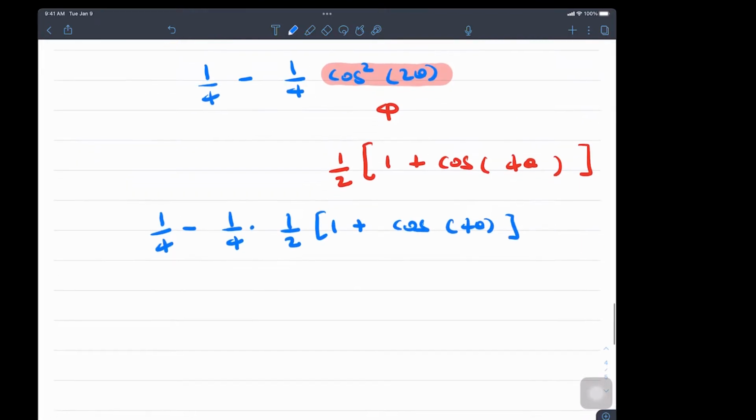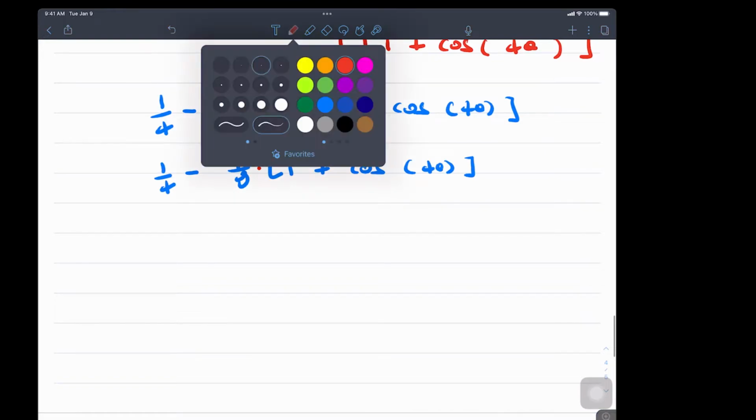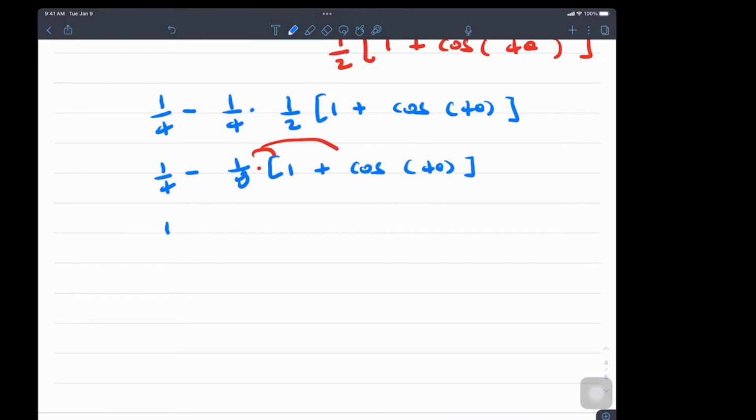Okay, replace that there. Now, what do you guys get? You get 1/4 minus what? 1/8 times (1 plus cosine 4 theta). What do you guys do here now? You're going to distribute here. Okay? And when you distribute, what do you get? 1/4 minus what? Minus 1/8 cosine 4 theta.